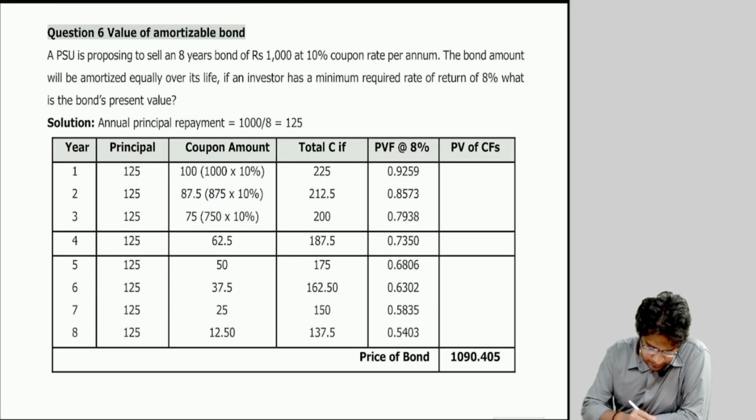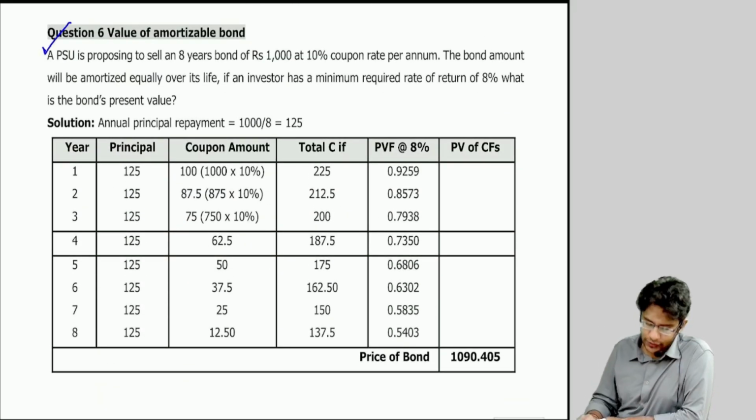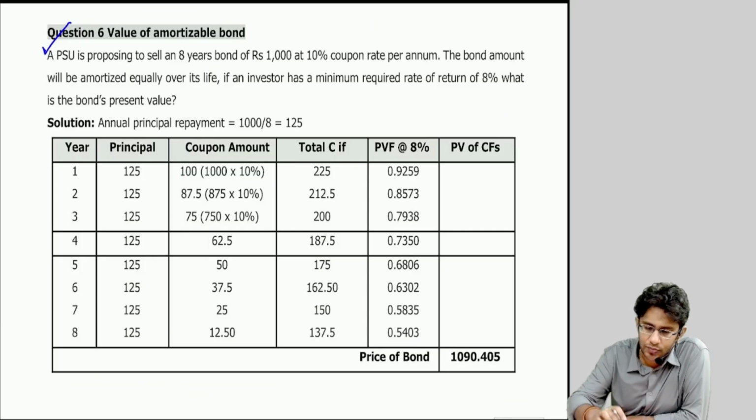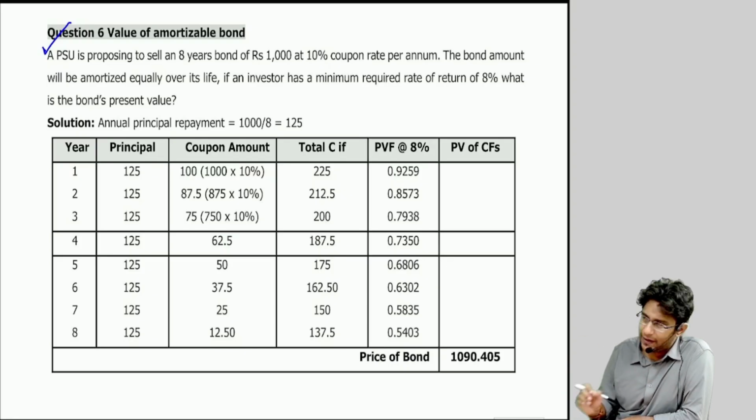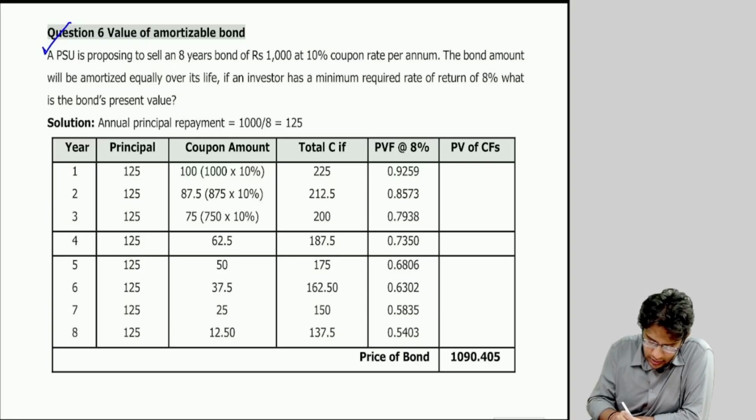Please do the sixth one. A PSU is proposing to sell an 8-year bond of rupees 1000 at 10% coupon rate per annum. Okay, 8-year bond, 1000 rupees face value, 10% is the coupon rate. The bond amount will be amortized equally over its life.